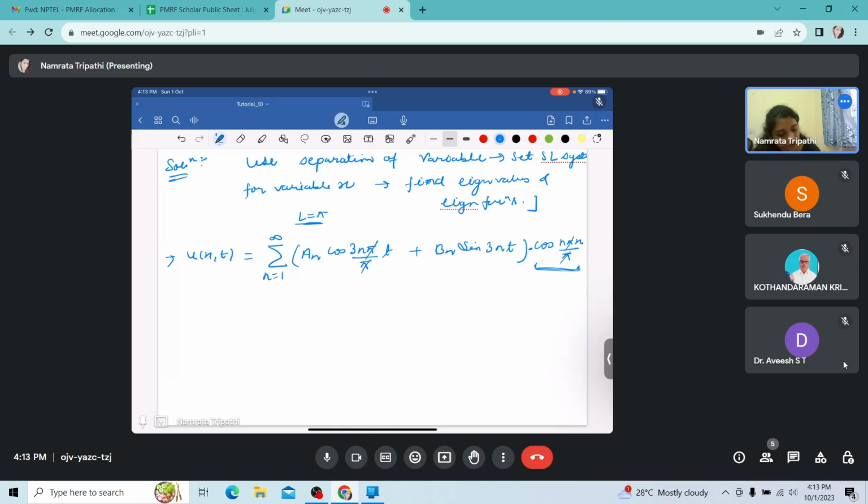You have to use separation of variables and you have to set the SL system for x, from where you can find the eigenvalues and eigenfunctions, and using the eigenvalue you can find the expression for t, and after combining and using the boundary condition, you will get the expression. Fine. Is there any doubt in this expression?